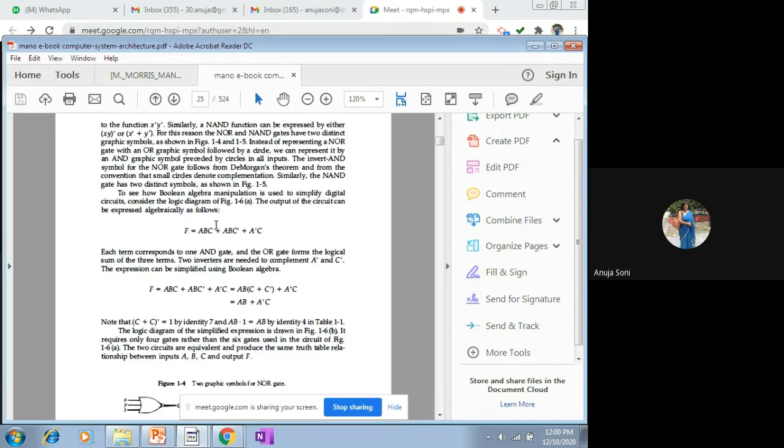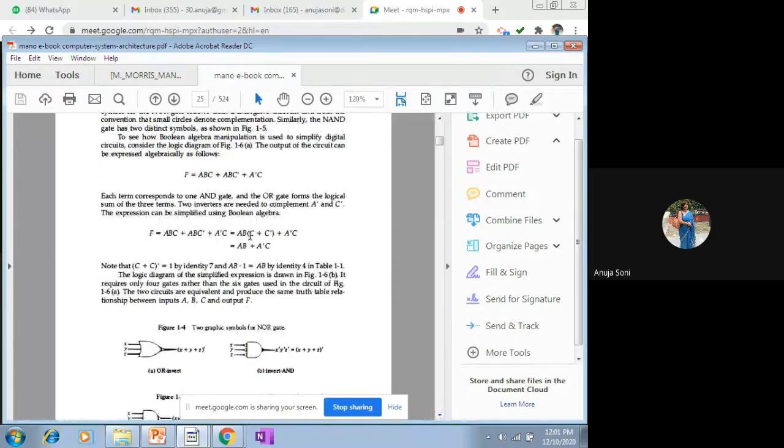As and when AB is taken common, what is left within the parentheses? C plus C dash is left, plus A dash C. And C plus C dash will be equivalent to 1 as per the Boolean identity that we studied earlier: x plus x dash is equal to 1. So further, AB into 1 will be equal to AB plus A dash C. This is the simplified version of the Boolean expression.